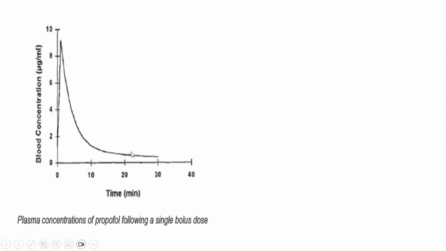Actually, there will be another graph for redistribution. We will look into it later. This is just for the introduction. So this is what happened in a single bolus dose. There will be a steep increase in the plasma concentration within a very short period. And then since there is no second or third bolus, the drug will steeply come down. This is the exponential decline.